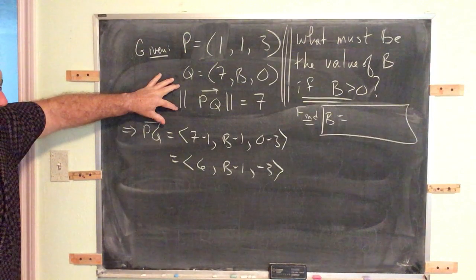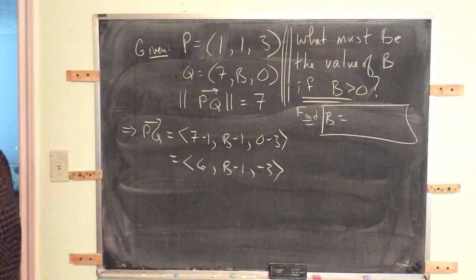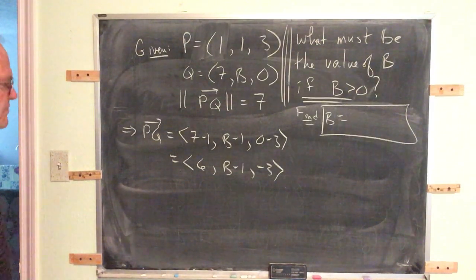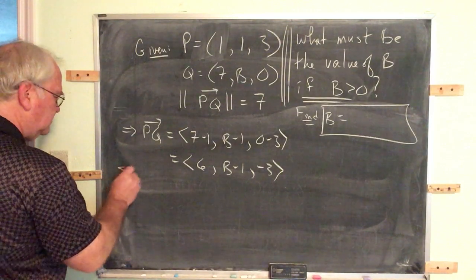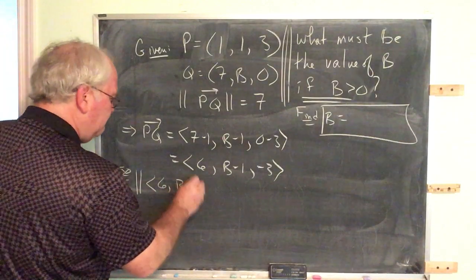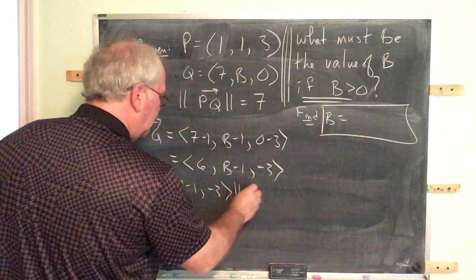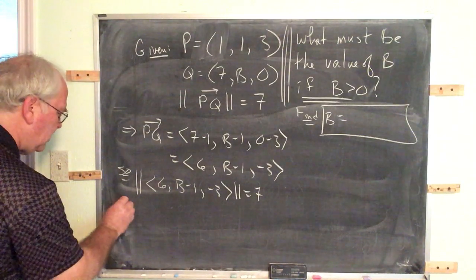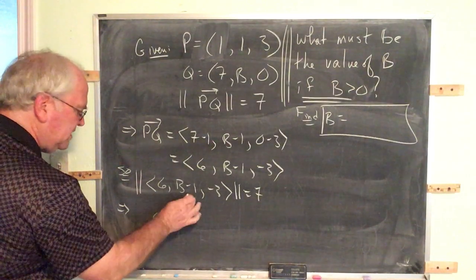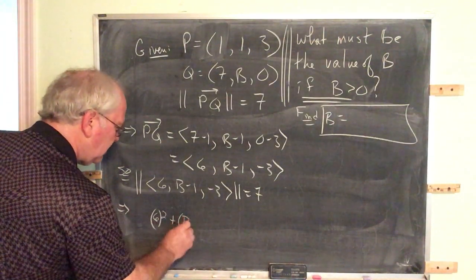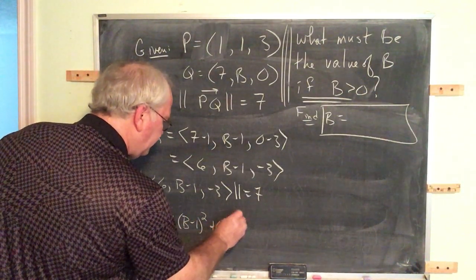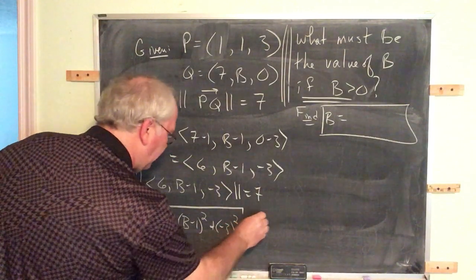We know that the norm of that vector must be 7. So if we find the norm, set that to 7, that should allow us to find what we're looking for, I think. So we need to find the norm of this. So we know the norm of 6, B minus 1, negative 3 must equal 7, which is to say 6 squared plus B minus 1 squared plus negative 3 squared, and the square root of all that is equal to 7.